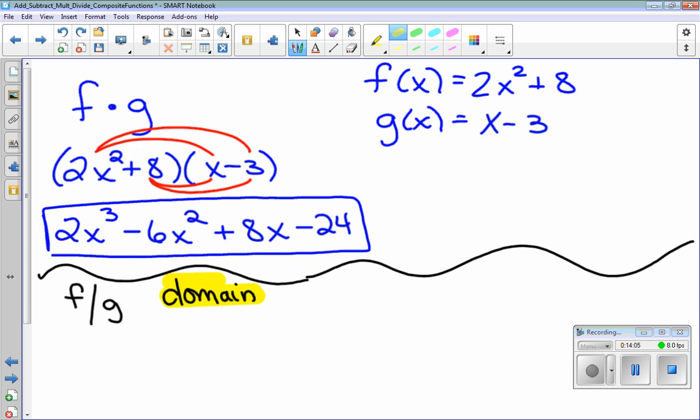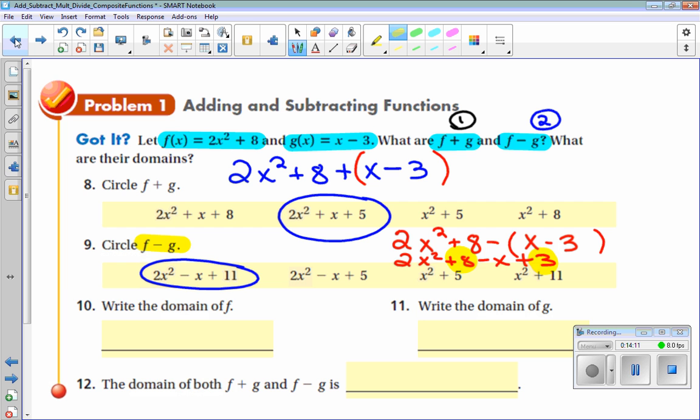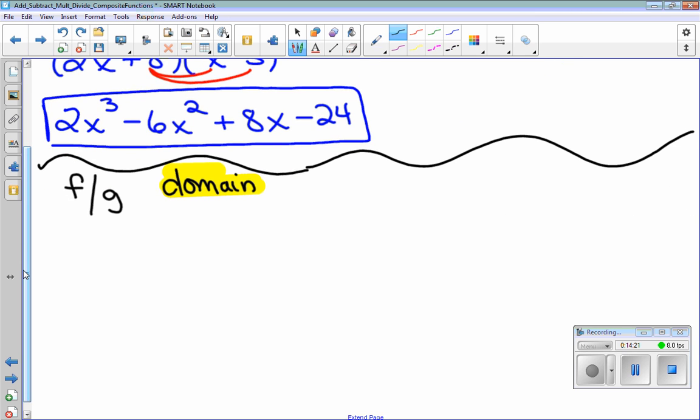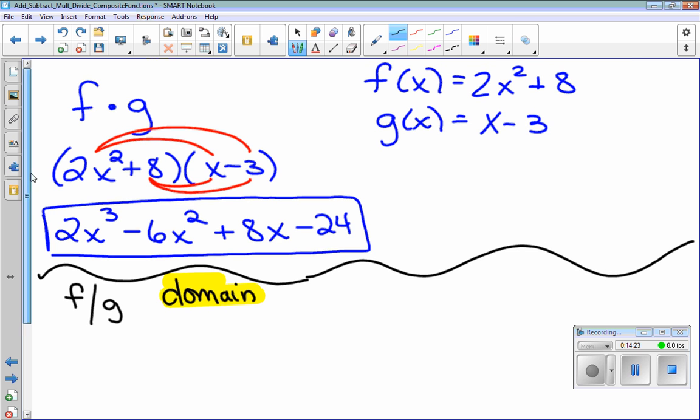What did I have to be aware of with subtraction? With the subtraction, I had to be aware of the parentheses, right? And with division, I'm going to have to be wary of the domain, and I'll tell you why in a minute. F divided by g, it's not hard. You're literally going to put the numerator as your f, if it's f divided by g. So f goes on the top, and g goes on the bottom.